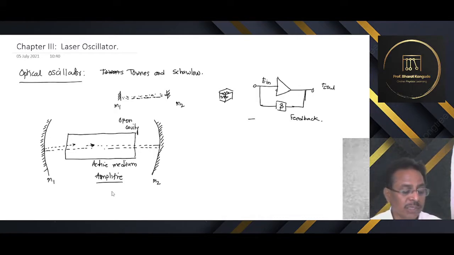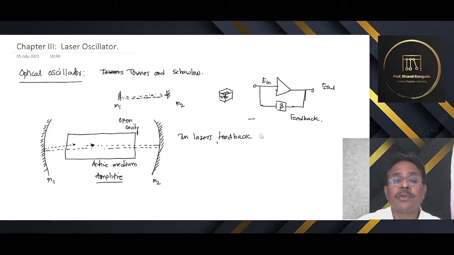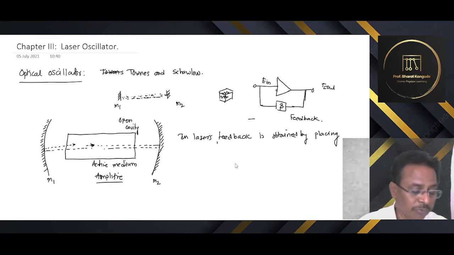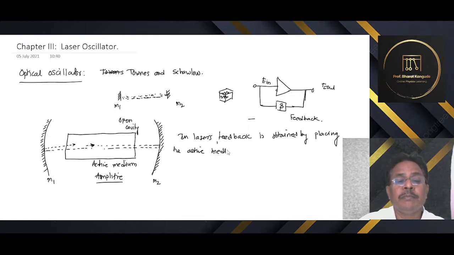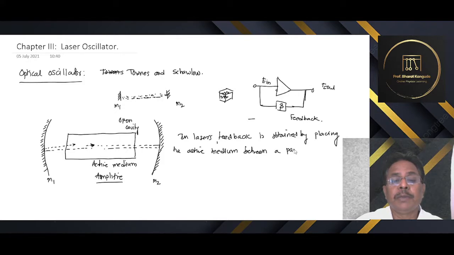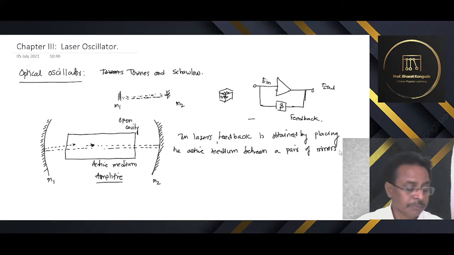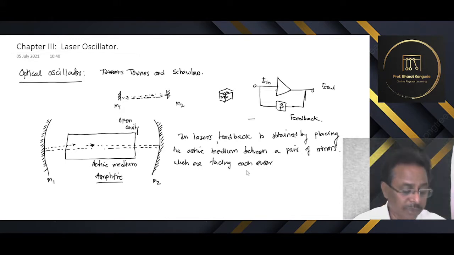This idea was first given by Townes and Schawlow, as I said. Therefore, in lasers, feedback is obtained by placing the active medium between a pair of mirrors. I'll write it briefly here; if you want, you can write this statement: in lasers, feedback is obtained by placing the active medium between a pair of mirrors which are facing each other, so their reflecting surfaces are in front of each other.